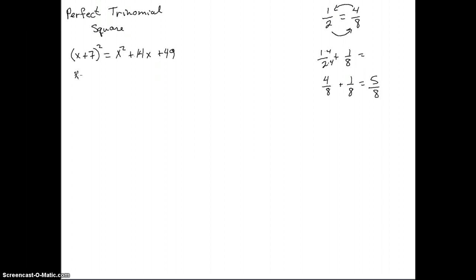So let's do a couple more and make sure we've got this pattern. X minus 3 squared should give us x squared, and then there's a negative 3x, negative 6x plus 9. Let's do another one. X minus 11 squared is going to be x squared minus 22x plus 121. So you start to see the pattern: this number and that number times 2, and then that number over there is squared.